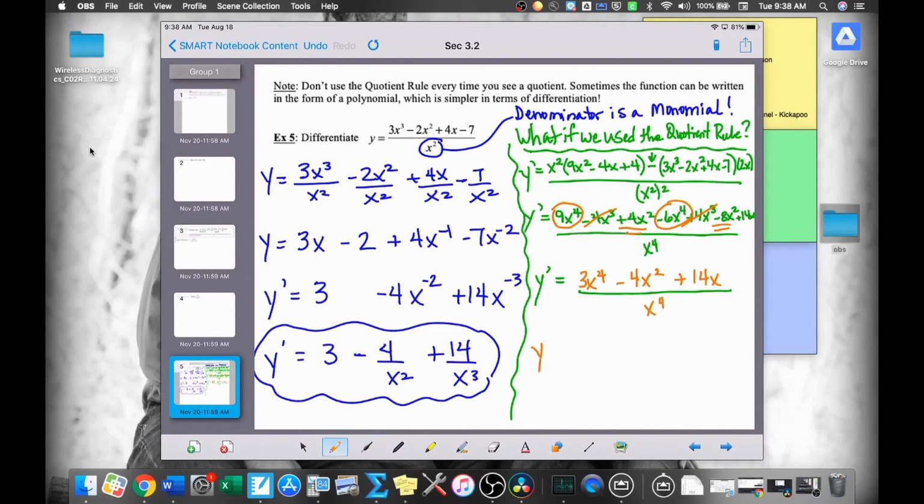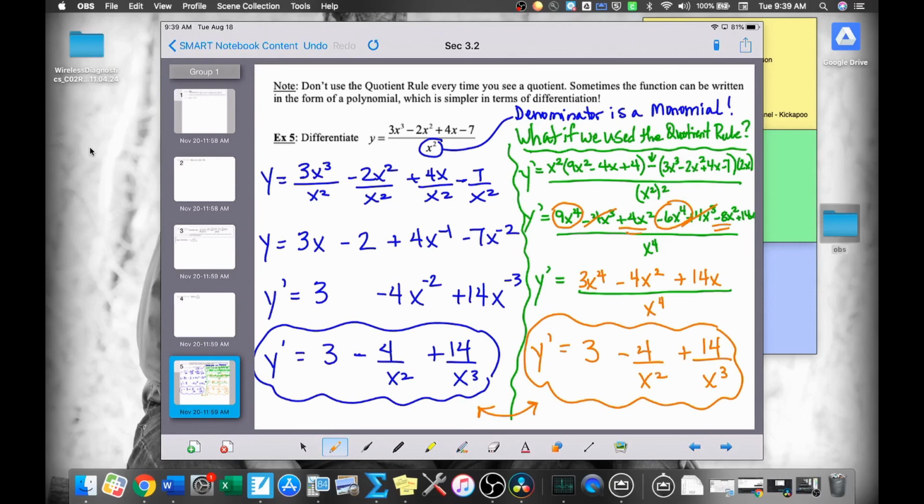So now in my last step, I'm just going to divide each term by x to the fourth and rewrite my answer as a polynomial. 3x to the fourth divided by x to the fourth is 3. Negative 4x squared divided by x to the fourth is going to give me negative 4 over x squared. And then 14x divided by x to the fourth is going to give me positive 14 over x cubed. So as you can see, I did get the same answer using the quotient rule as I got when I divided everything by x squared first and then used the power rule.